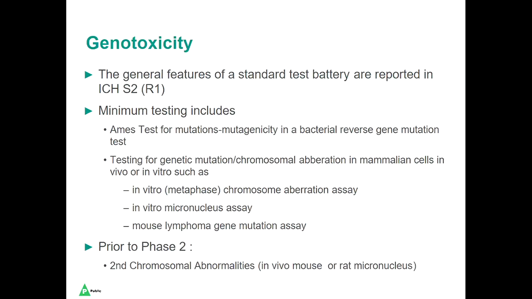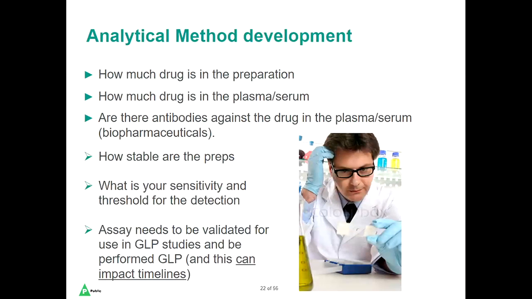Some of the stuff I never really thought about. You've got to develop an analytic method. So I'm preaching to you that you have to know what your NOAEL is. You have to know what your plasma exposure is. If you can't analyze that in plasma from the rats and the monkeys or the dogs and the mice, if you can't analyze it effectively in humans, if you can't do that consistently, then you don't know what your margins truly are. So there's a very detailed set of assessments where they expect you to understand how much drug is in the preparation, how much are you giving, is it stable in that preparation, how much drug is in the plasma and the serum.